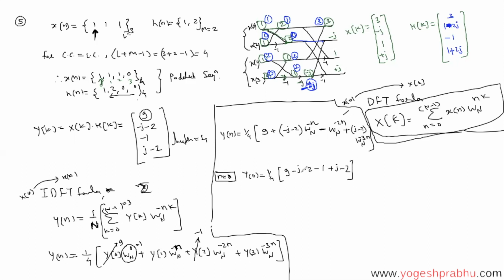Okay. What answer did you get? Negative j and positive j cancel out. 9 minus 2 is 7, minus 1 is 6... 9 minus 5 is 4. 4 divided by 4 is 1. Okay. Check, this has to be the same value as that of the convolution.